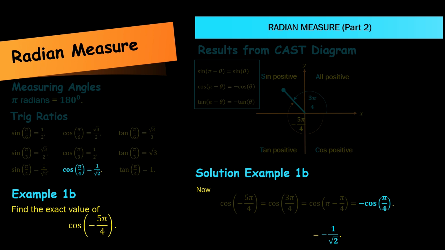Since cos pi by 4 equals 1 over root 2, we have that minus cos pi by 4 equals minus 1 over root 2. And therefore, cos of minus 5 pi by 4 equals minus 1 over root 2.